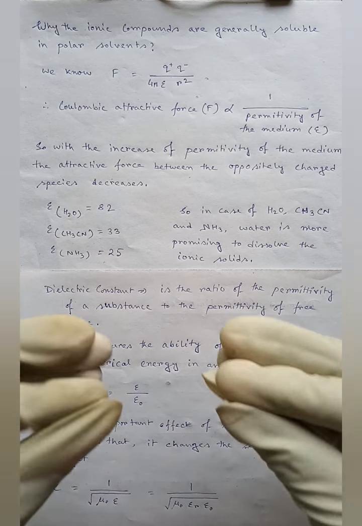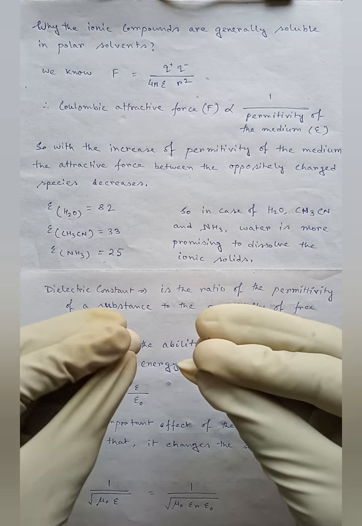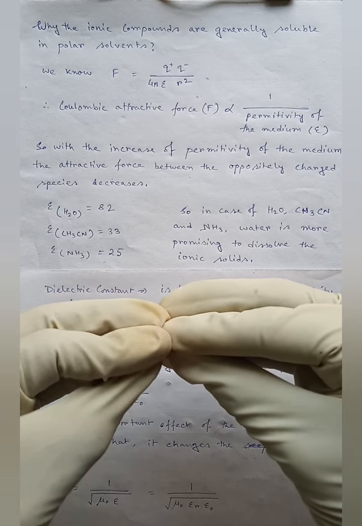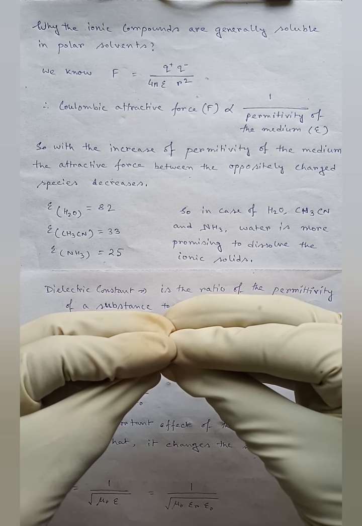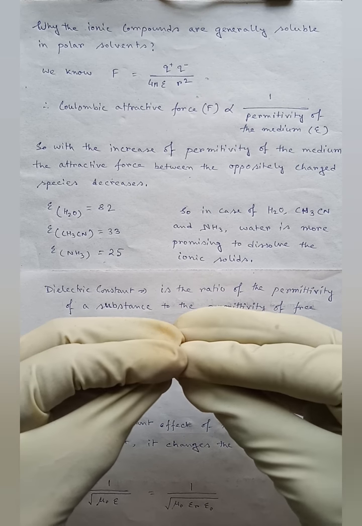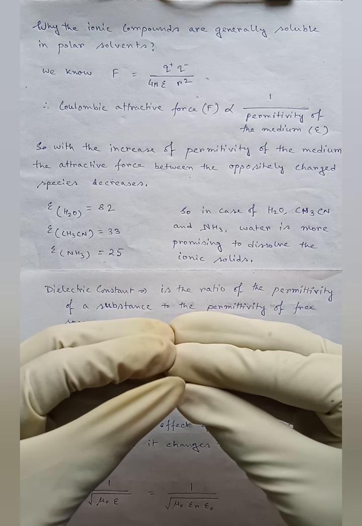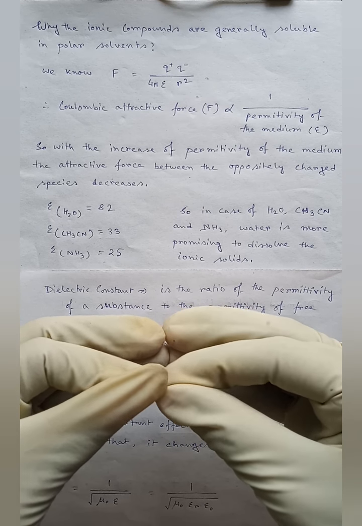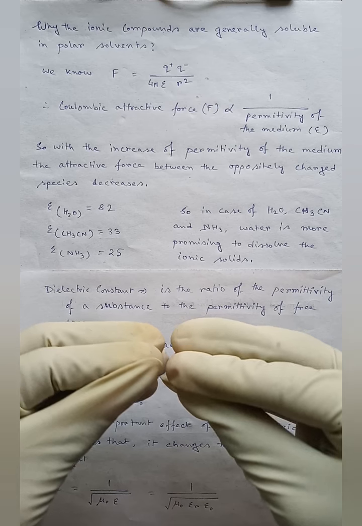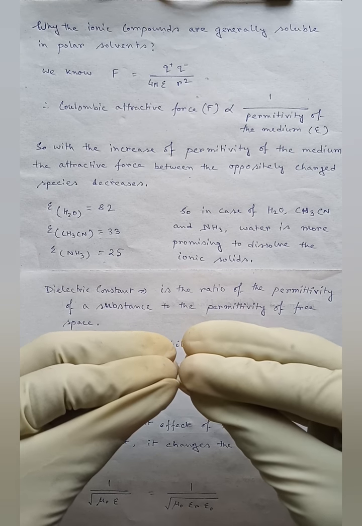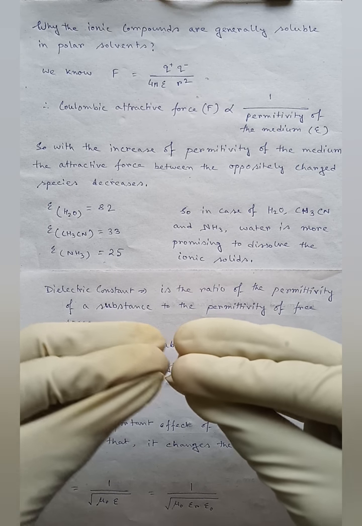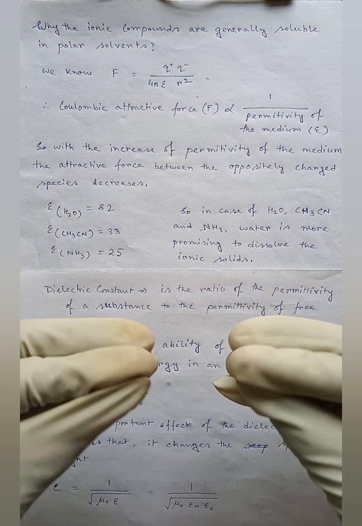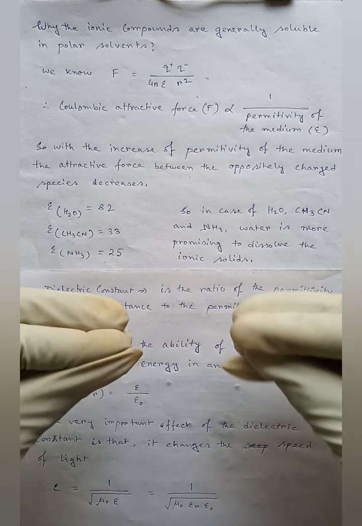So assume we have two oppositely charged species which are held together. Now if we increase the permittivity of the medium, that means we use a different solvent which has higher permittivity, then the attractive force between these two charged species will decrease. So they will try to get apart, and generally they will be more soluble in that solvent.